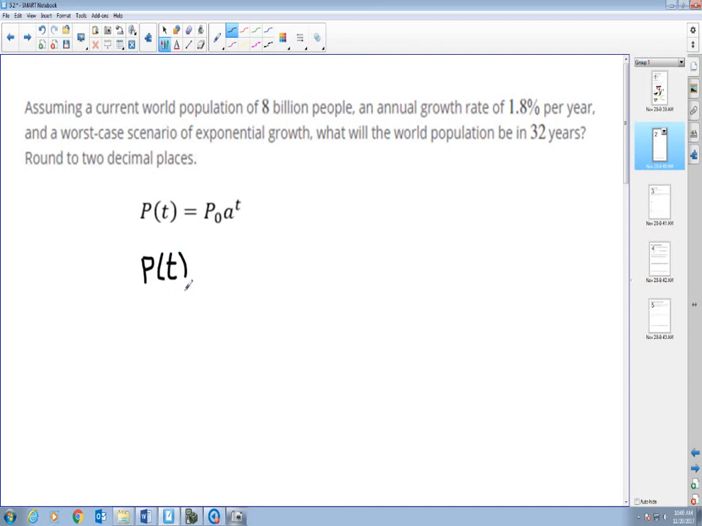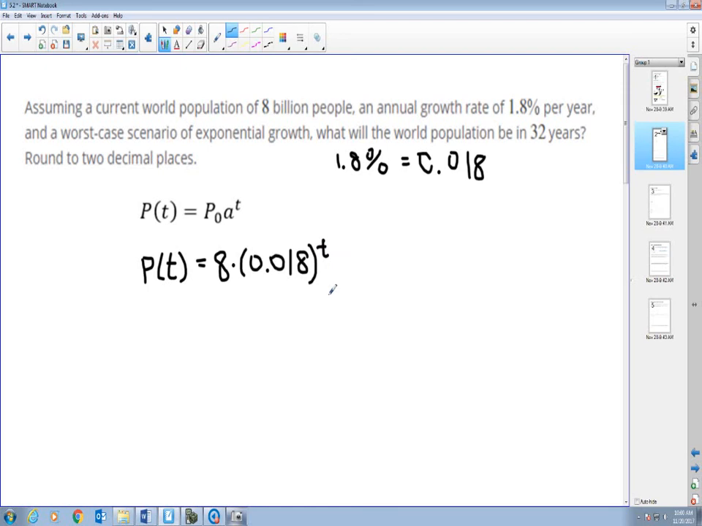Let me write out the model. Times, okay, I have a growth rate of 1.8% per year. Now we know 1.8% is 0.018 in terms of a decimal. So this is my growth rate, 0.018. What a lot of students will do here is put the growth rate as 0.018 raised to the t power, but that's incorrect.